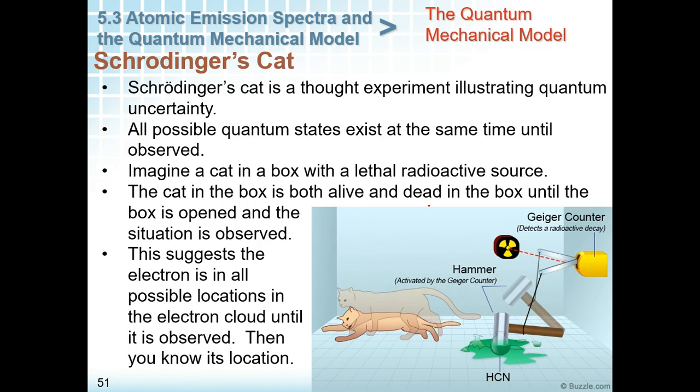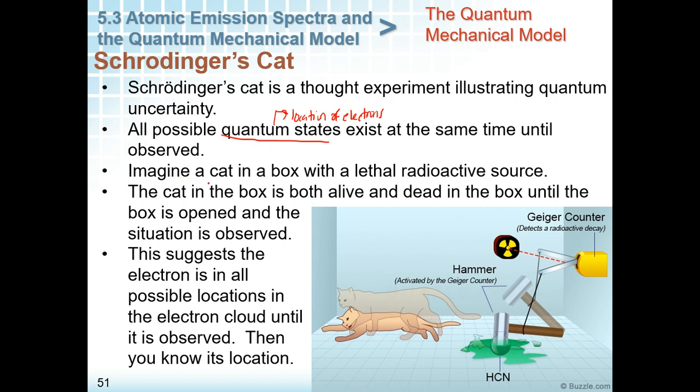This idea of quantum uncertainty is illustrated in a thought experiment by Erwin Schrödinger, and it's called Schrödinger's cat experiment. Note that this is a thought experiment, which means he didn't actually do this. He said that we have to assume all quantum states exist at the same time until we can observe them. So, what I mean by quantum states is I mean location of electrons. So, we have to assume electrons can be anywhere in the atom outside of that nucleus at any given time.